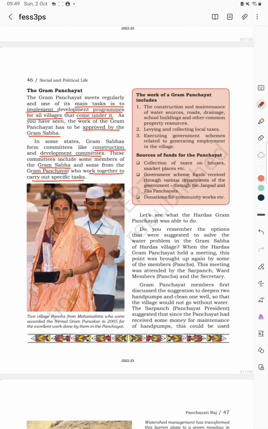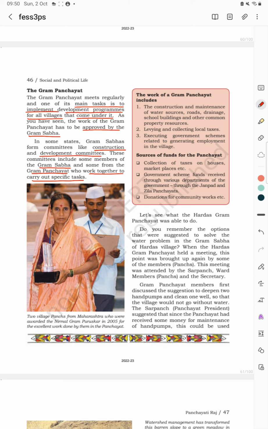how to implement it, what the components of the development work could be, and how it could be implemented in a better way. They work on that and implement the scheme, or suggest the overall program to the Gram Panchayat or Gram Sabha. Then the Gram Sabha approves it on the basis of the committee's recommendation.